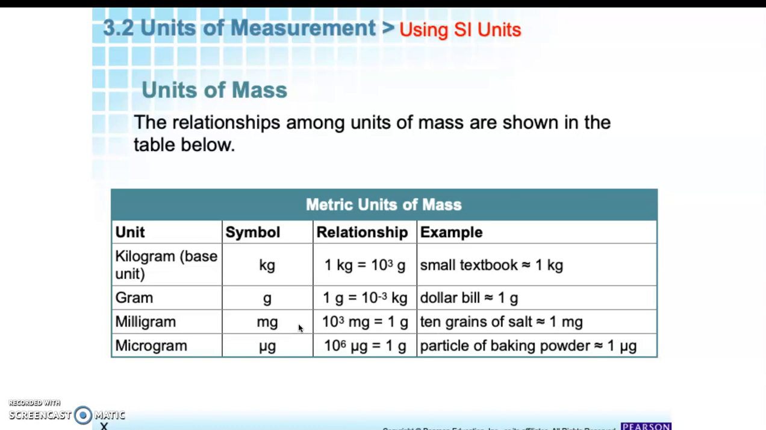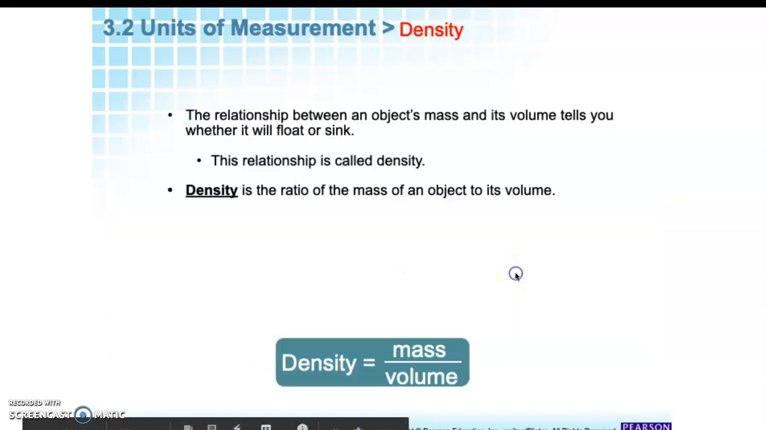So a textbook's about a kilogram, a dollar bill is about a gram, 10 grains of salt, if you ever counted those out in mass, would be about a milligram, and then a single particle of baking powder would be a microgram. And you can see that a microgram is 10 to the 6th, so 1,000,000 micrograms in 1 gram is how that works out. So again, this is the relationship, and there's examples, but kilogram and gram are the two big ones. Gram we use a whole lot, but be able to convert amongst those, that's important.